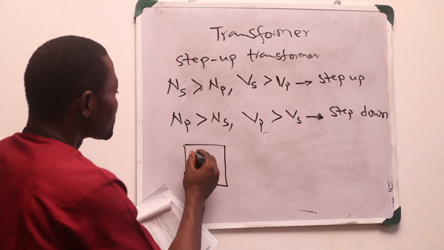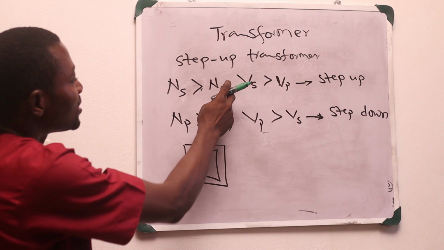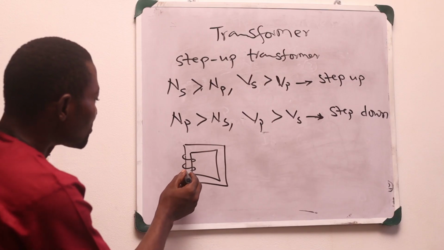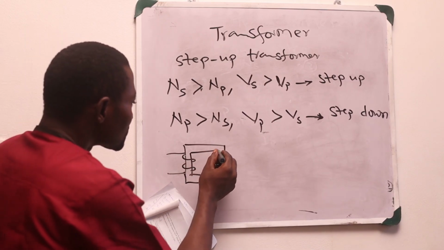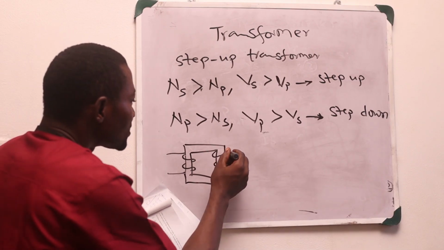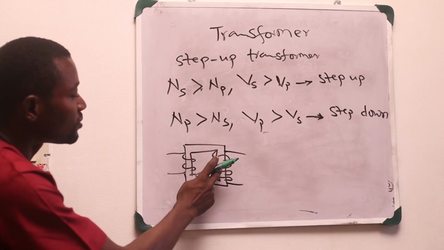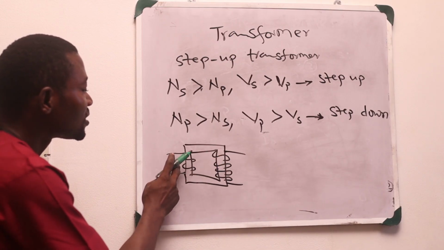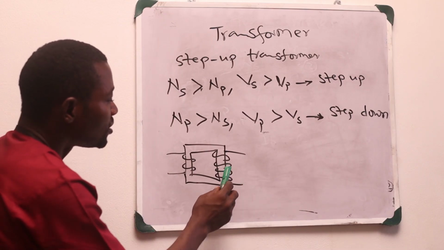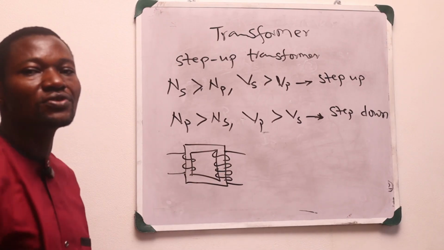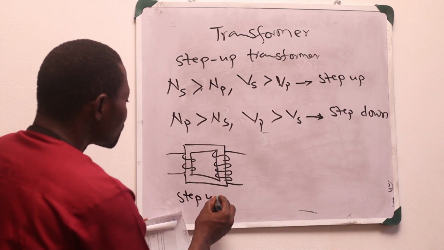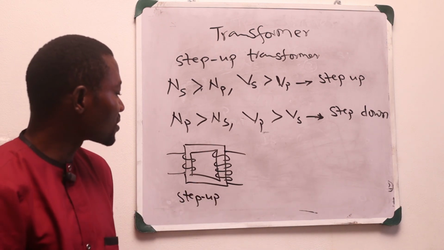Let's represent it diagrammatically. We have a transformer. Let's say this is our transformer. We are looking at the step-up. This is our number of turns in the primary. This is the number of turns in the secondary. So a transformer in which the number of turns in the secondary is greater than the number of turns in the primary, and the voltage in the secondary is greater than the voltage in the primary, is called a step-up transformer. So this is the diagram for a step-up transformer.